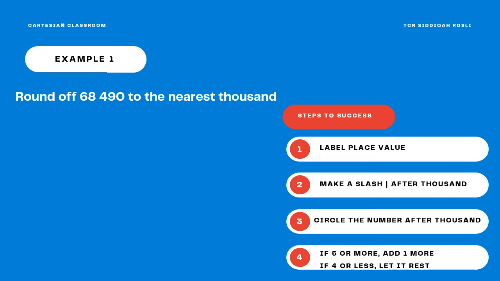Example 1. Round off 68,490 to the nearest thousand. So I'm just going to write down our number triangle. Our number triangle is up here. So we have 0, 1, 2, 3, and 4. And on the right, we have 5, 6, 7, 8, and 9. So here we add 1. Here we let it rest. And also our steps right here on the side.